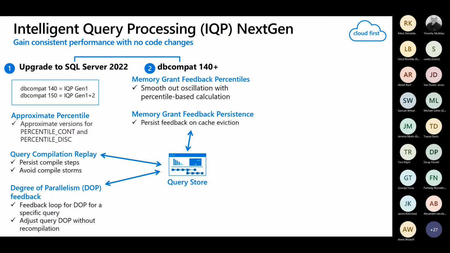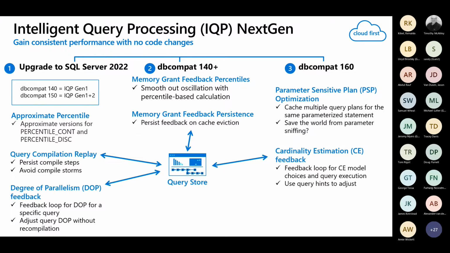Now, let's say you move to SQL 2022 and you're ready to go to the latest compat level, which is now 160. What do you get? You get something called parameter sensitive plan optimization. Can we save the world finally from parameter sniffing? I will show you in a second that we indeed can.